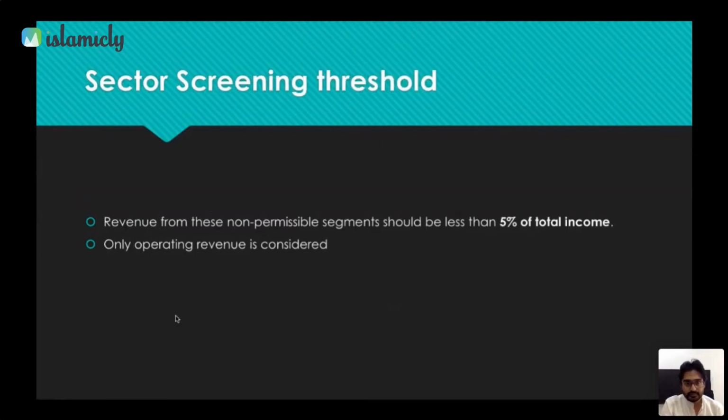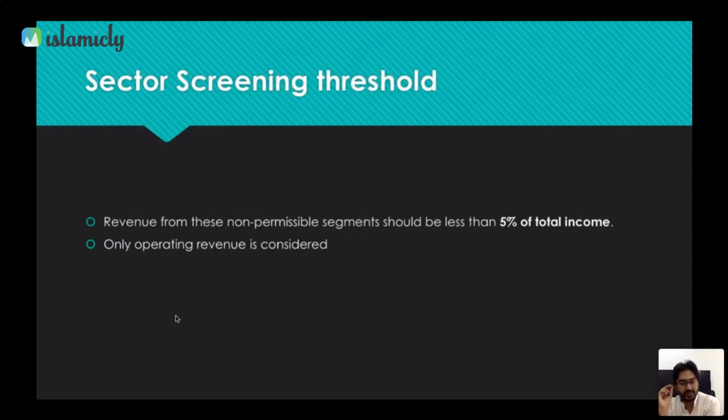Now, moving on, there is a threshold as well. All of these non-permissible activities can be identified in a company, but if the revenue from these non-permissible segments or activities is less than 5% of the total income of that company, then that company is considered to have passed the sector screening. That means there is a tolerance limit. If a company gets less than 5% of its revenue from any of the previously discussed non-permissible activities, the company is still considered to have passed.